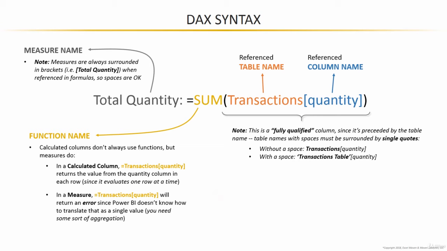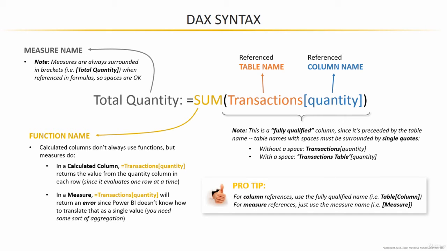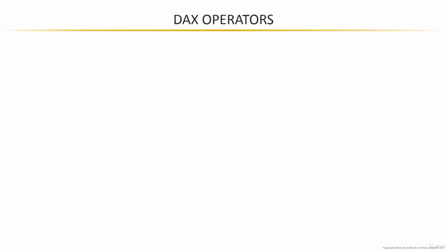One piece of advice, pro tip here, when you're referencing columns, get in the habit of using the fully qualified name. So table followed by column. But for measure references, just use the measure name itself. That's a nice, easy way to differentiate column references from measure references within your DAX formulas. And there are some cases where that may not always make sense, but for the most part, that's a pretty good practice to follow. So moving on, let's talk about some common DAX operators.